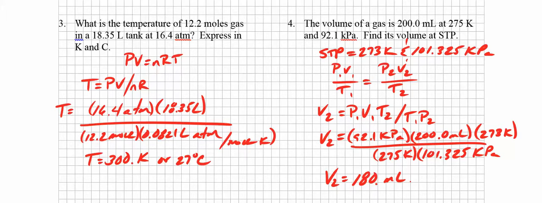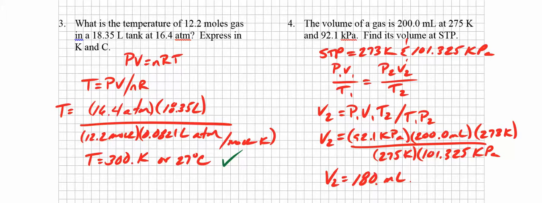Remember, this will give you the temperature in degrees Kelvin. 300 degrees Kelvin, we'll subtract 273 to get 27 degrees Celsius. And now we've expressed the temperature both in Kelvin and Celsius degrees. We're done with number 3. So we'll move on. Number 4.